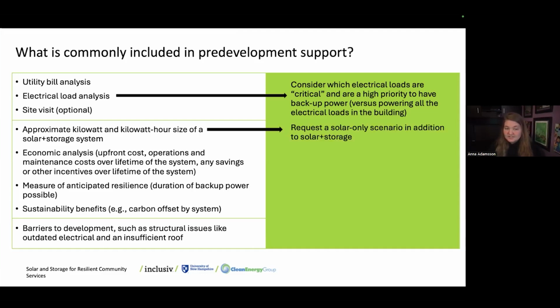When you're sizing your system, it can be important to receive a solar-only scenario in addition to solar and battery storage, so you can really weigh the costs and benefits of adding a battery storage system to your building.